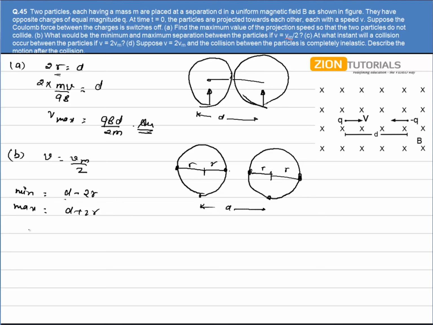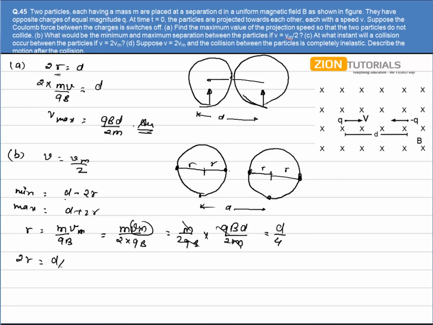So the value of r can be written as mv by qB. The velocity is given by v_m by 2, and v_m is given to me as qBd by 2m. So m and qB get cancelled, and it comes out to be d by 4. So 2r is equal to d by 2. So the minimum distance will be equal to d by 2, and the maximum distance will be equal to 3d by 2. That is the answer for the B part.